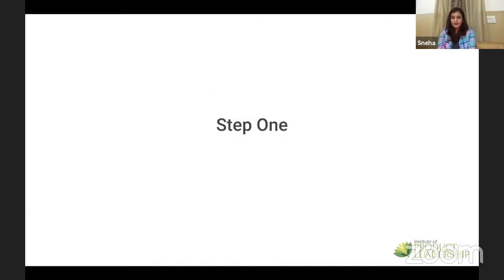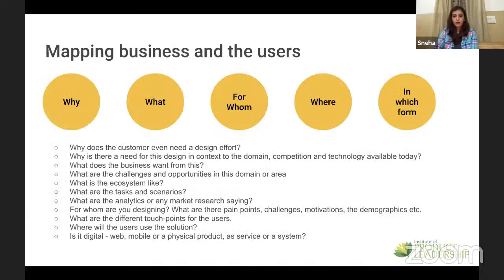Now coming to step one after step zero. In step one, one of the most important things is mapping business and the users. Here is where I feel that every individual needs to ask a bunch of questions to validate what we've learned. Of course, we've done a lot of desk research and understood some high level concepts. Now we come and meet the customer. How do we prep for meeting the customer? At that point, these are the five things that you must ask: why, what, for whom, where, and in which form.